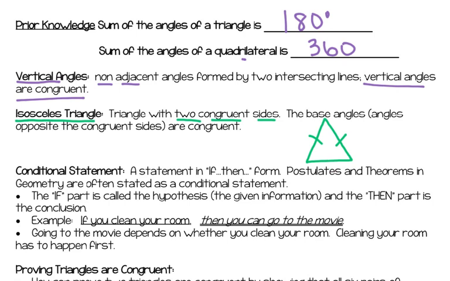Now, in an isosceles triangle, one of the characteristics that's very important is that the base angles, which are the angles opposite the congruent sides, are congruent.